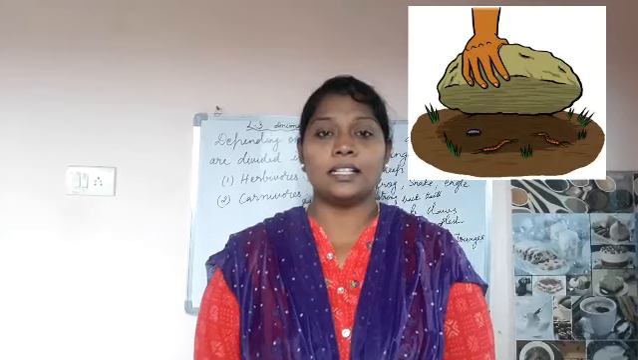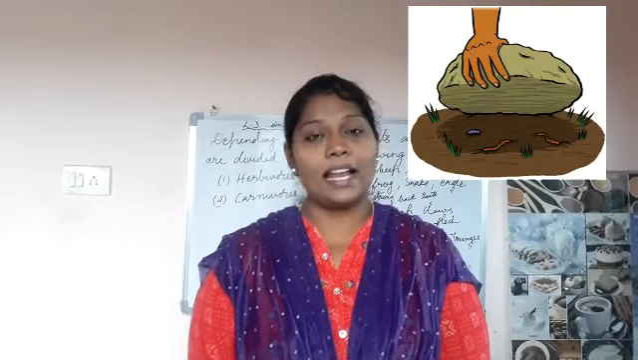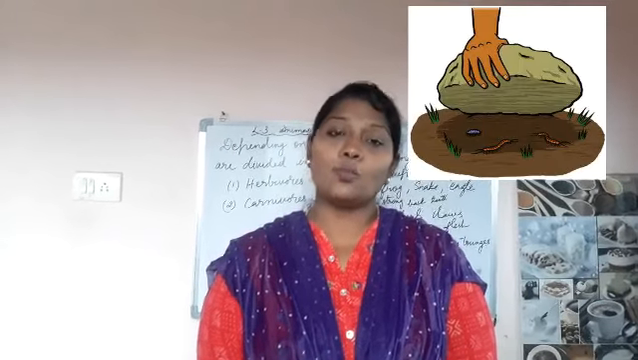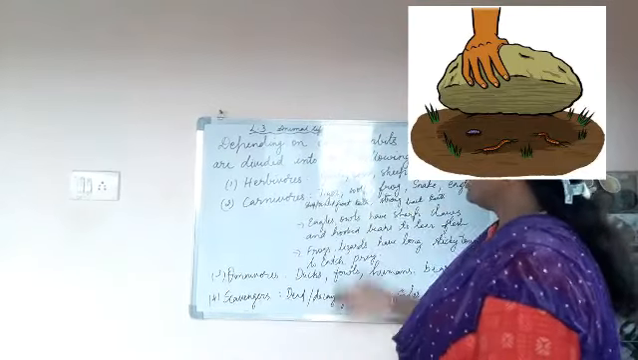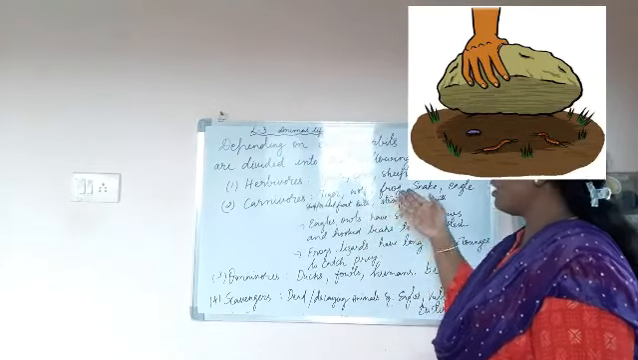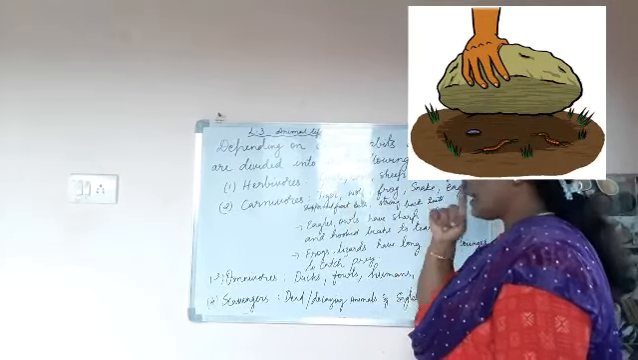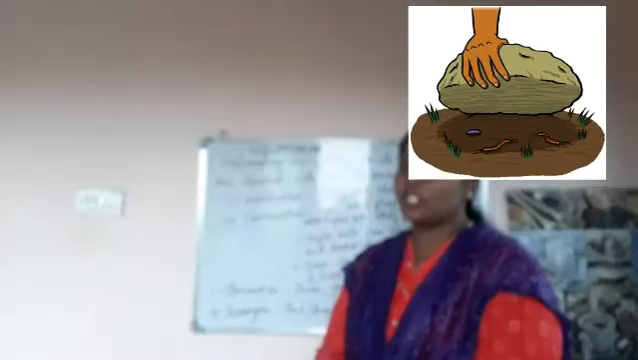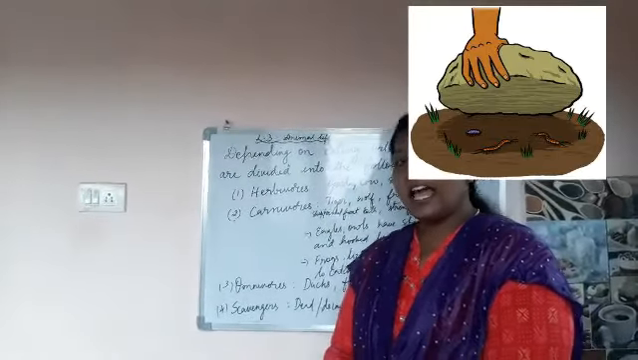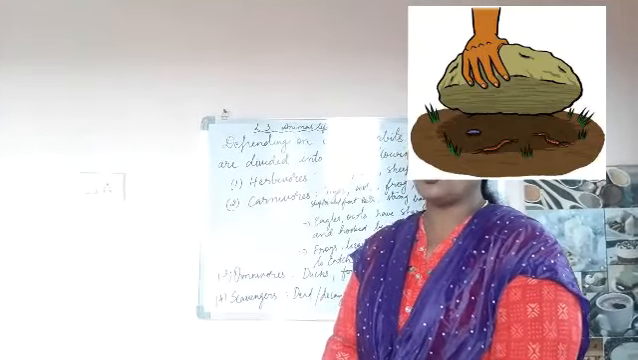Examples: tiger, lion, leopard, cheetah. All these are wild animals. They eat other smaller animals. Yes, children? So, the tigers, wolves, frogs, snakes, eagles, all these are called carnivores. The animals which depend upon other animals as food are called carnivores.